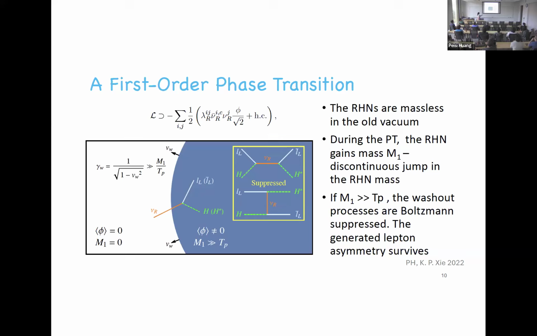The right-handed neutrinos are massless in the old vacuum, in the white region here. Then during the phase transition, the right-handed neutrino gains mass, which is much larger compared to the phase transition temperature, for example. Then we create a discontinuous jump in the right-handed neutrino mass. If the mass is much larger compared to the phase transition temperature, the washout processes are Boltzmann suppressed. In the true vacuum, the right-handed neutrino decays immediately, and the washout processes are Boltzmann suppressed. The generated asymmetry survives.